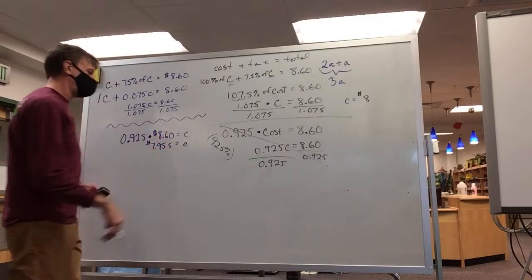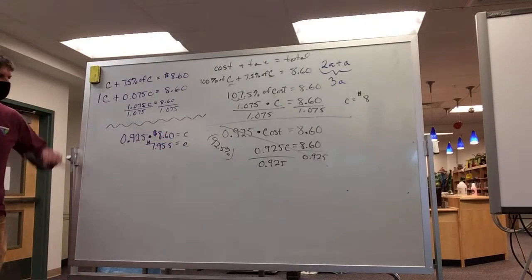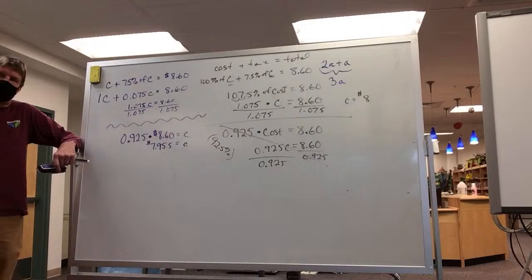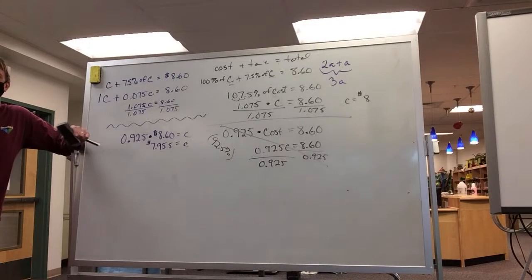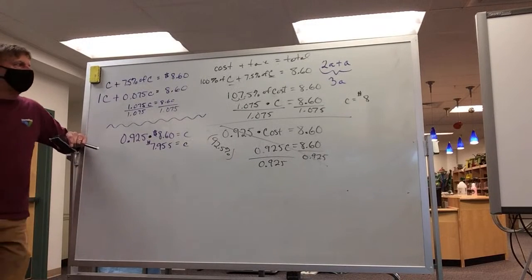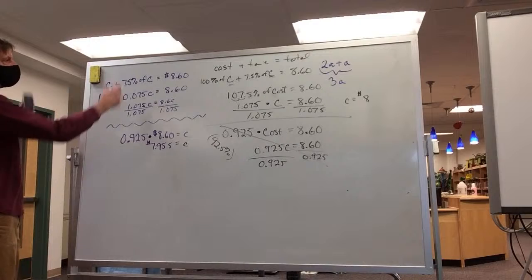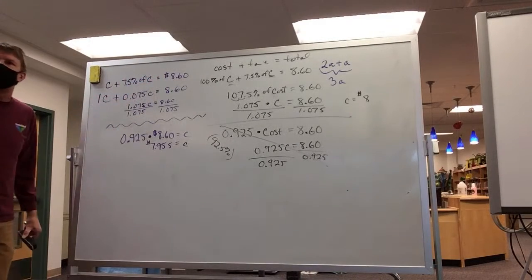And then there's a 5. So 795 or 796, but that's not $8, is it? And here's why. Some people think, well, we can just take away 7.5% from that.